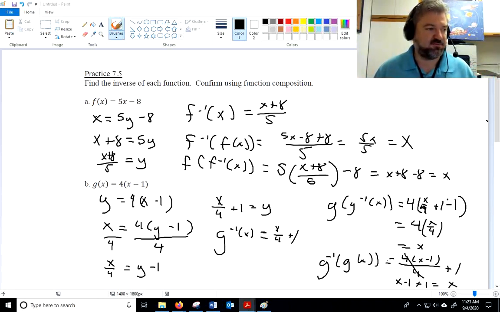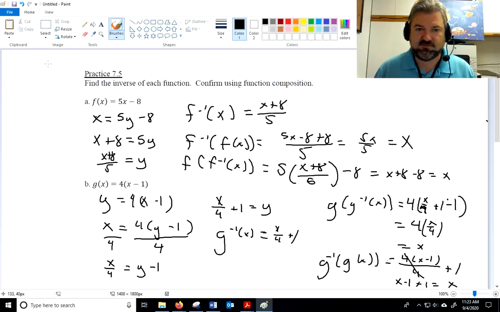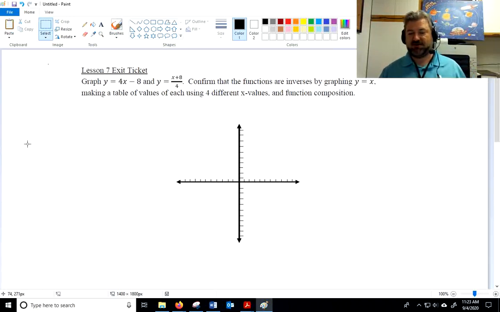All right. So you do have an exit ticket today to think about and take with you as you continue to do your homework and your studies and to explore. So I've got an opportunity for you to graph both of these, confirm that they're inverses by graphing the line y equals x, making a table of values of 4 different x values, and then finally check algebraically with function composition.